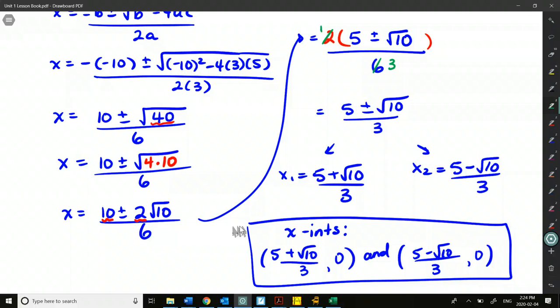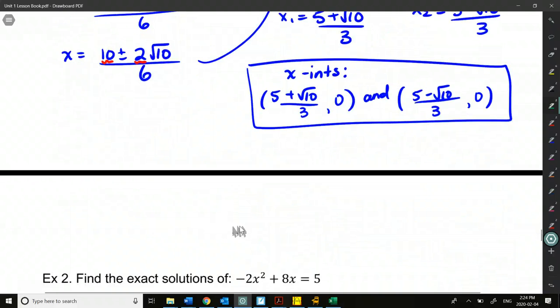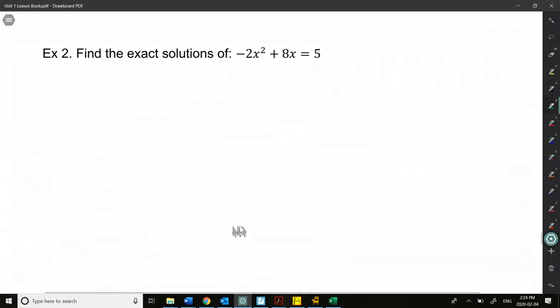Okay, can I scroll? Are we all good? Okay, just going to try a couple more and then you guys will have some time to practice.